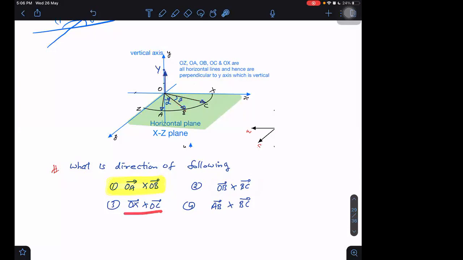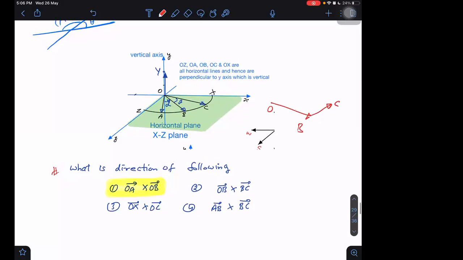Sir, OB cross OC? No, this was a different question, I think. OB cross BC. Let me draw the diagram. OB is this side and BC is this side. First I have to draw the angle between them. How to draw the angle? Shift it parallel to that point O. Yes, we can shift BC parallel to itself.